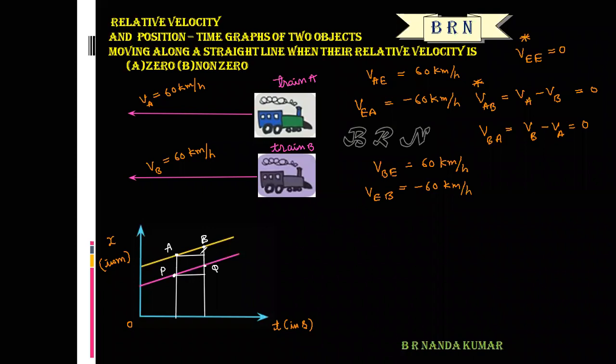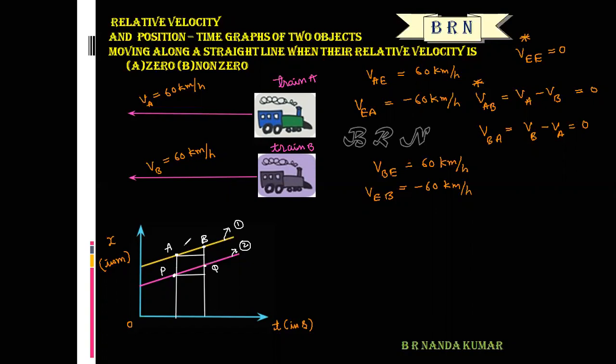Okay, look at this diagram. Slope of this line and slope of the second line. This is line 1, this is line 2. This is object A, and this one is object B. Both objects are moving along a straight line, and both are covering equal displacements in equal intervals of time. That means both are moving with uniform velocity, constant velocity.